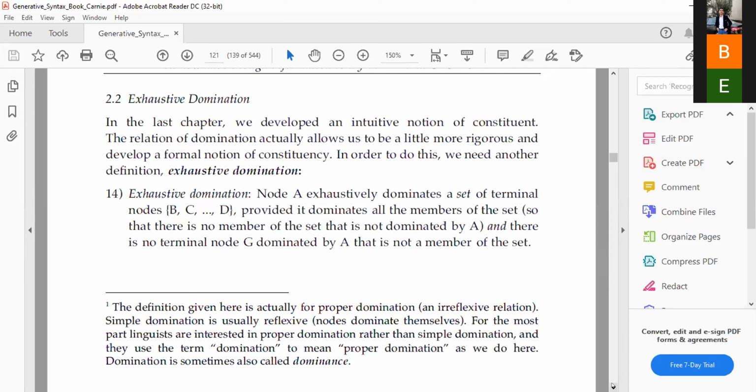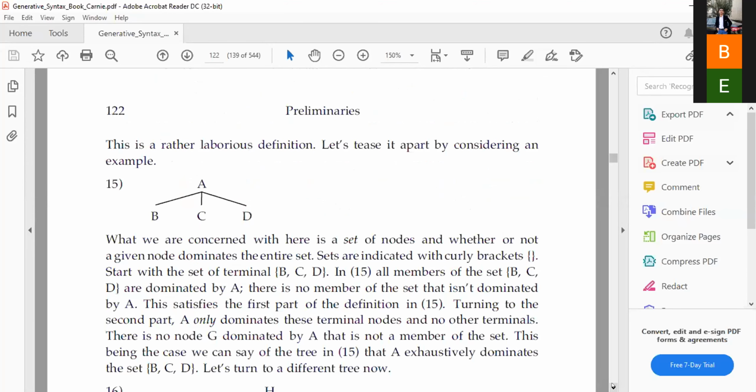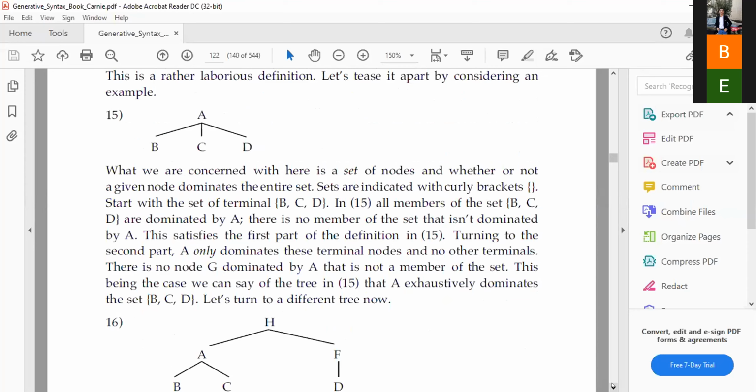The exhaustive domination means immediately. Nodes of exhaustive domination are indicated with curly brackets. The node dominates a connected set of nodes.